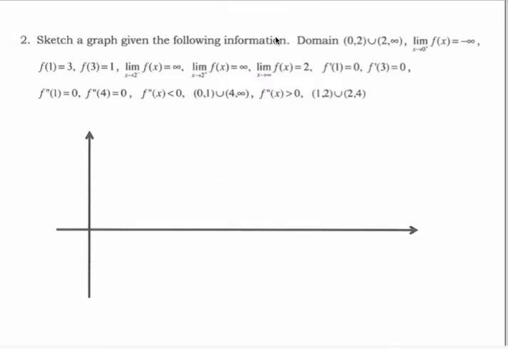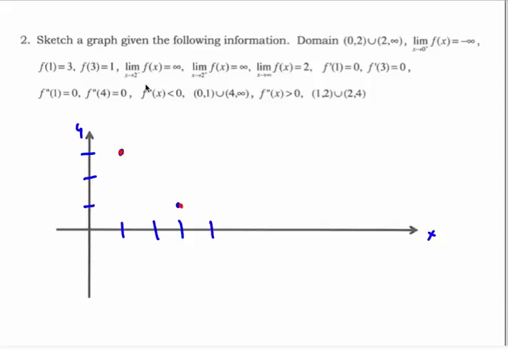Let's go to number 2. Sketch a graph given the following information. Now here's your domain. Okay, we have some limits, we have all kinds of stuff. So it looks like our y values we might need to go up to 3 or so: 1, 2, 3. X values maybe up to 4: 1, 2, 3, 4. Let me just space that a bit better. Try to be a bit more accurate. Something like that. Okay, f of 1 equals 3. f of 3 equals 1. Let me go to red, sorry.